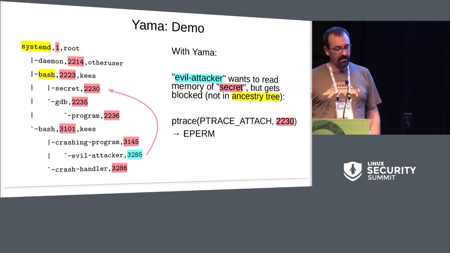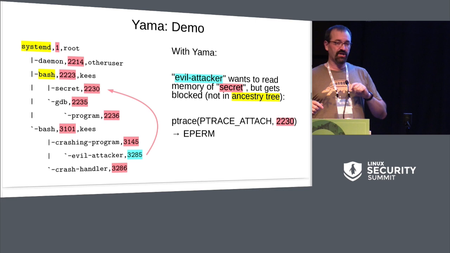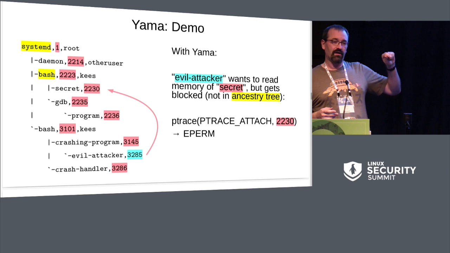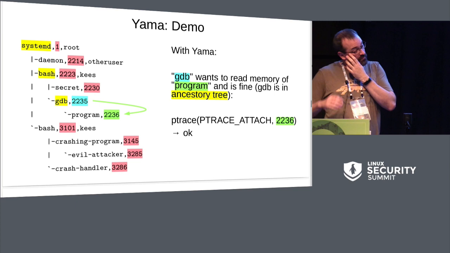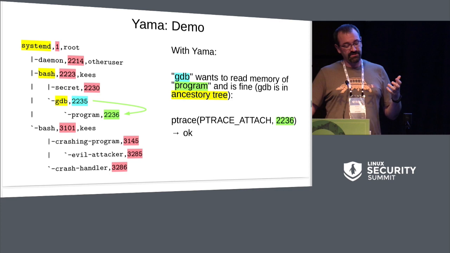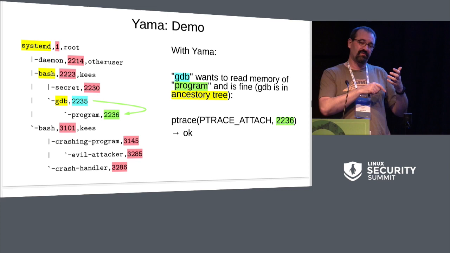So with Yama, all that goes away, it can't get into anything, because the check that Yama will do now is, it says, all right, let's look at secret and I'll walk up the ancestry tree. I'll say, okay, is bash trying to ptrace me? No. Is systemd trying to ptrace me? No. Okay, I'm not going to let this happen. However, this continues to work in situations where you're debugging stuff. GDB launches some program and says, I want to ptrace that program, and Yama starts walking up the ancestry tree and says, is GDB my parent? Oh, yes, I am. Okay, this is allowed.